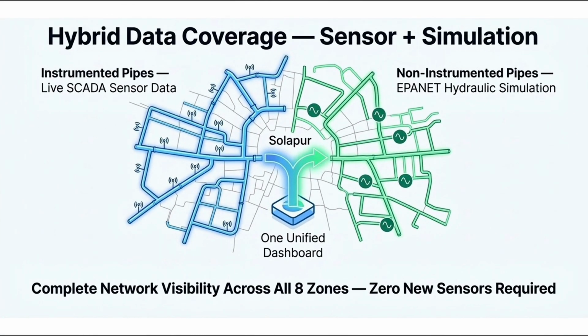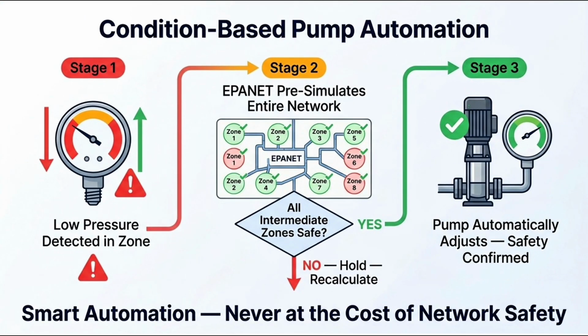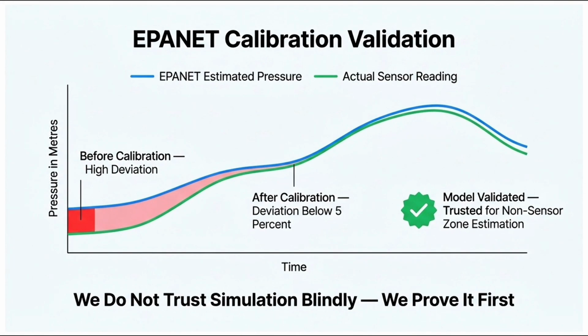Hybrid data coverage. We combine real-time sensor data with EPANET simulation to achieve complete network visibility even in non-instrumented areas. Condition-based pump automation. Our system validates every pump action using EPANET simulation before execution, ensuring automation without compromising network safety. Model calibration validation. We do not rely on simulation blindly. Our model is calibrated with real sensor data, ensuring high accuracy and reliability.